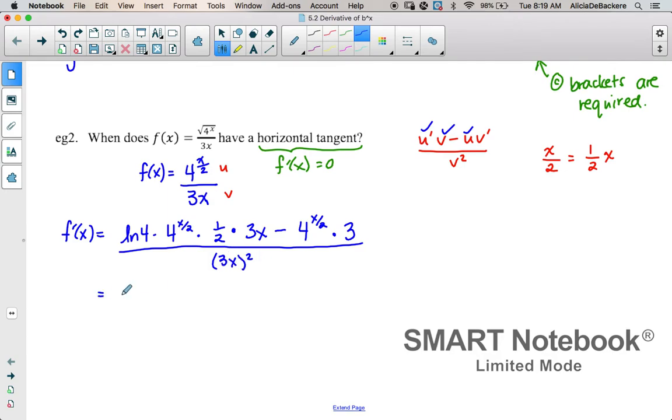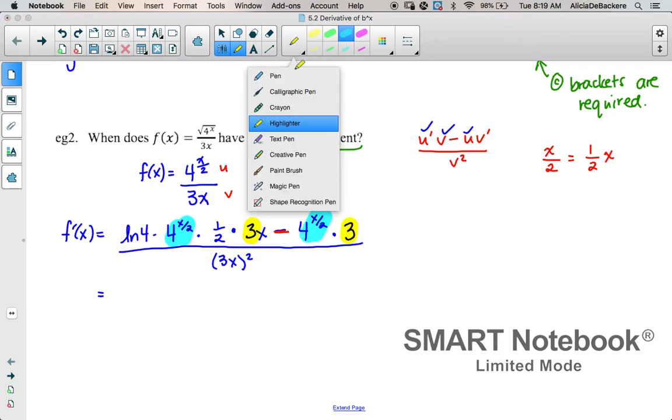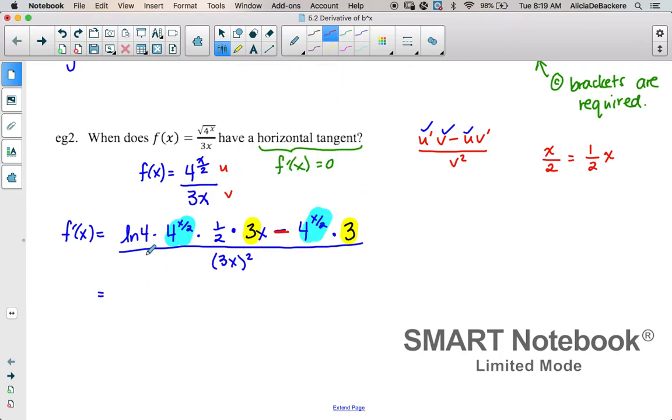All right, so we're going to try and clean this up. In the numerator here, it splits at this subtraction sign, right? So I have one term out front and then a second term here. I'm looking for what they have in common. So I notice that they both have a coefficient of 3 that I can pull out, and they both have the exponential 4 to the power of x over 2. So I can pull that all out. I'm going to change the order so that the 3 is in front since it's numeric.